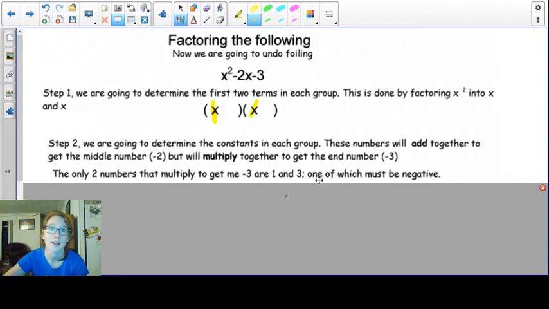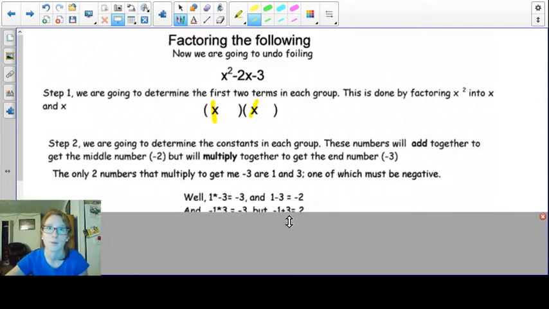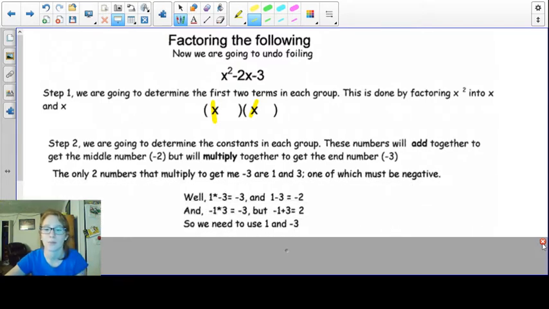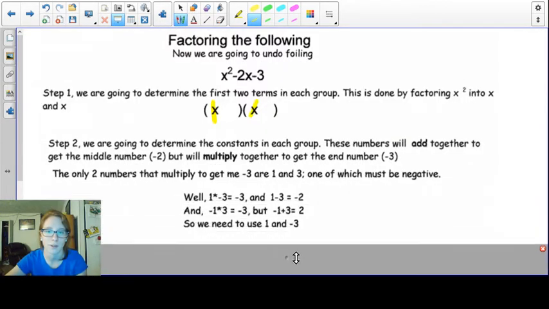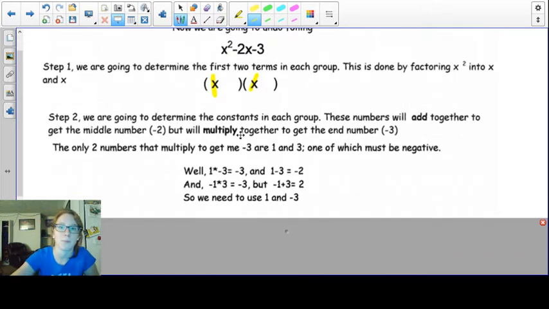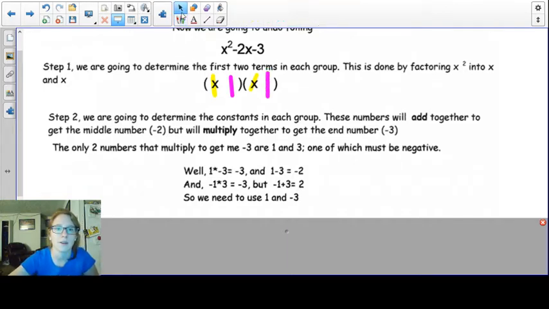So the only thing that multiplies to -3 is 1 and 3. One of them has to be negative because if you multiply to a negative, the only way to get there is one positive, one negative. But which one has to be negative in order to add to -2? Well, if you're already reading ahead, you should see that we're going to have 1 and -3. Ooh, I didn't want to do that yet. Sorry, I wasn't ready yet. So I'm going to go ahead and put that 1 and that -3 in my empty spots. So they're going to go here and here. And this is going to be how I get those numbers.